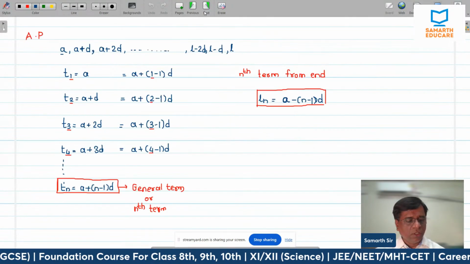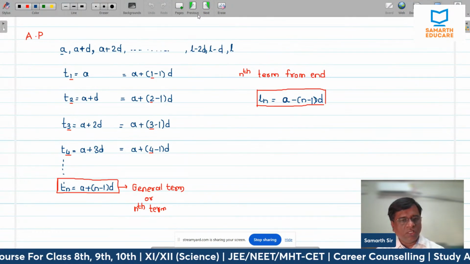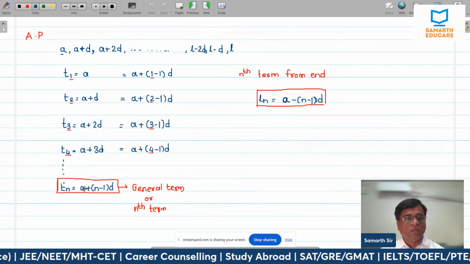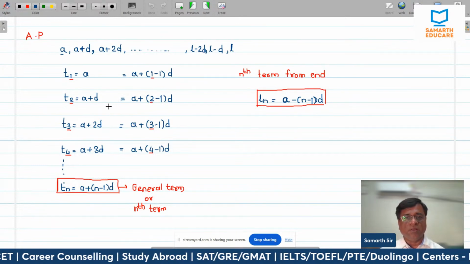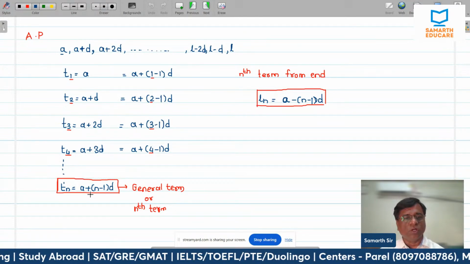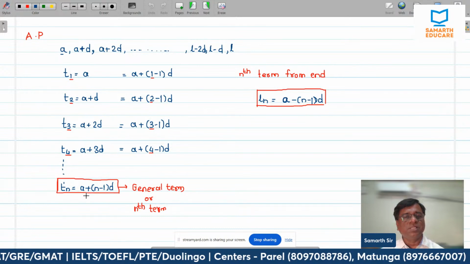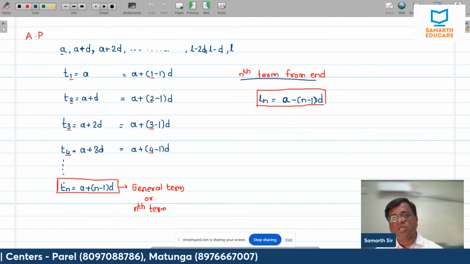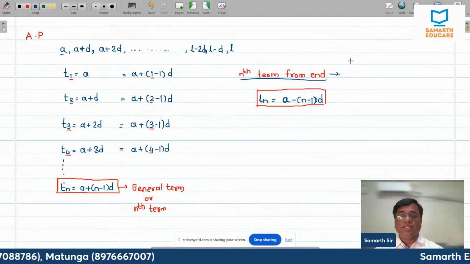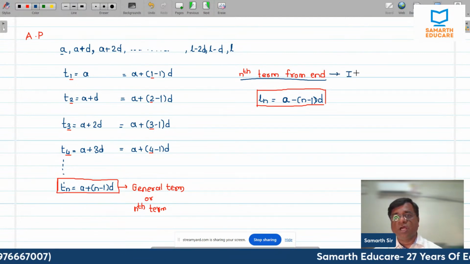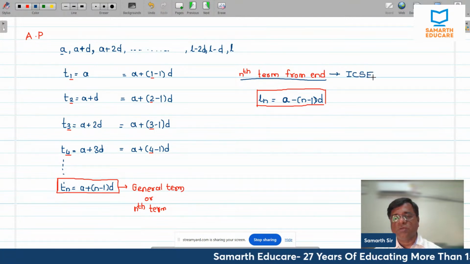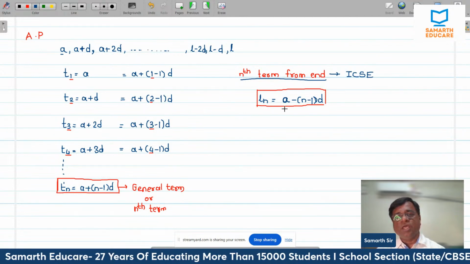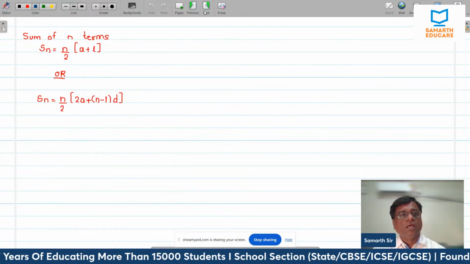Okay, now the first concept that comes into picture is the nth term of an arithmetic progression that we found out. Even if you don't understand anything, you just need to remember what the nth term is. The nth term is given by a plus (n minus 1) into d. Especially for ICSE, they even ask the nth term from the end. This part is only for ICSE, not CBSE, not the state board. So the nth term from the end is l_n equal to a minus (n minus 1) into d.